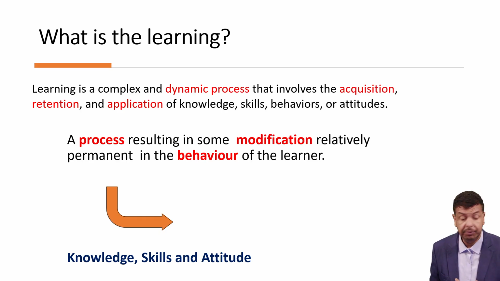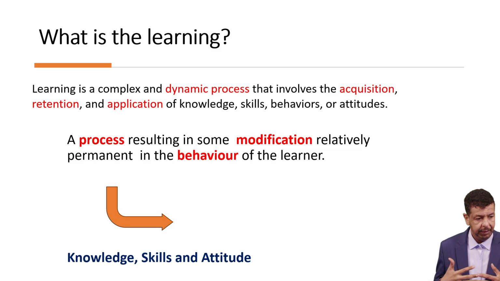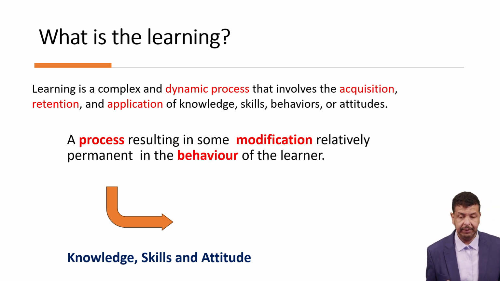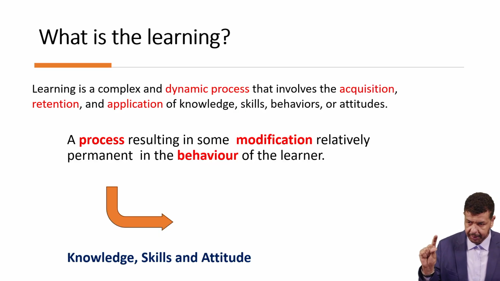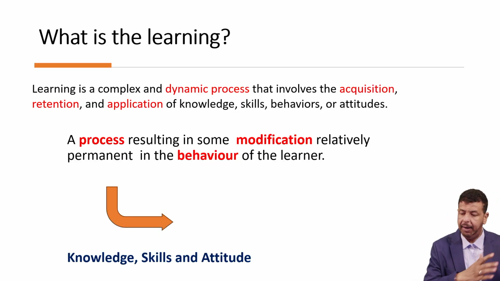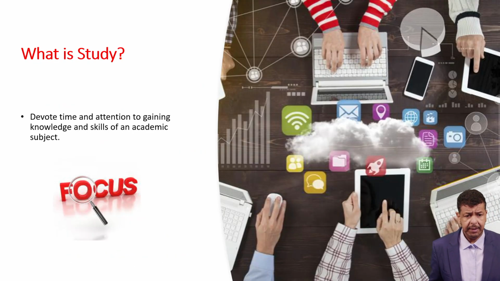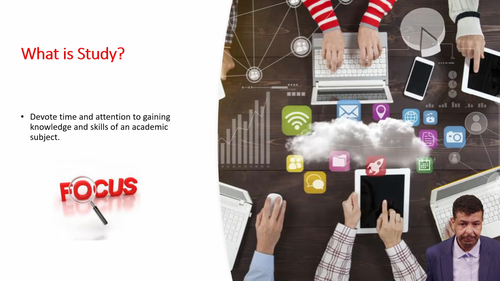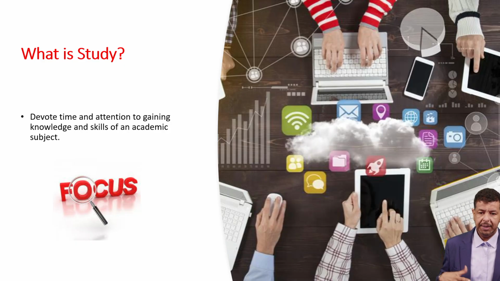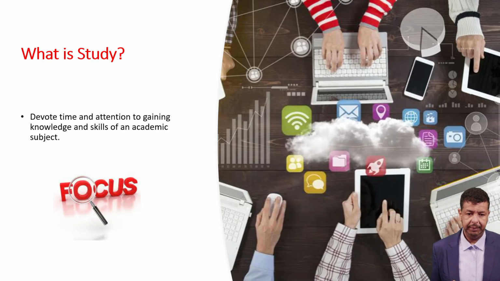And in order to prove that learning has taken place, there should be an observable change in behaviors. And this change will be observable in knowledge, skills, and attitude. We should distinguish between learning and studying. Let us define what we mean by study. Study is devoting time and attention to gain knowledge and skills for an academic subject. So there is a difference between studying and learning. Learning is the process itself, and studying is the intention to gain the knowledge and skills.